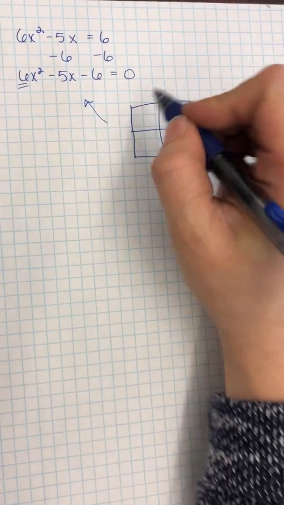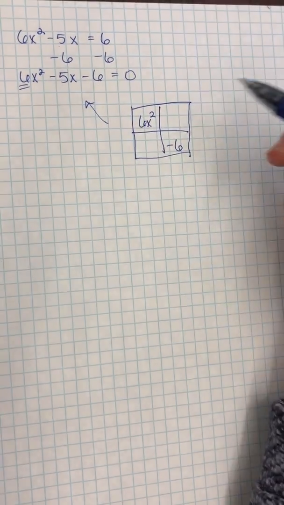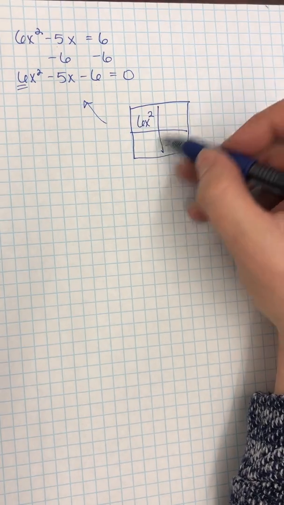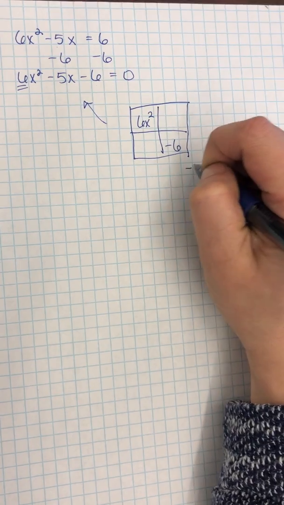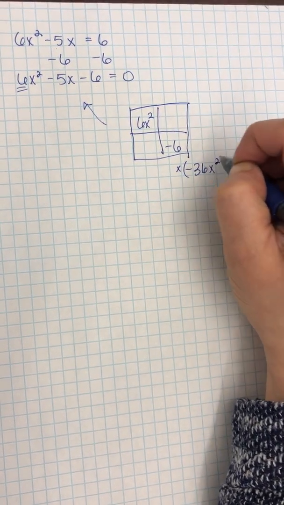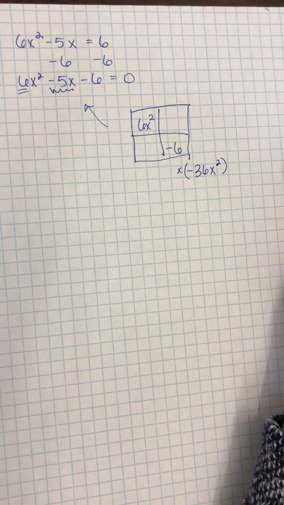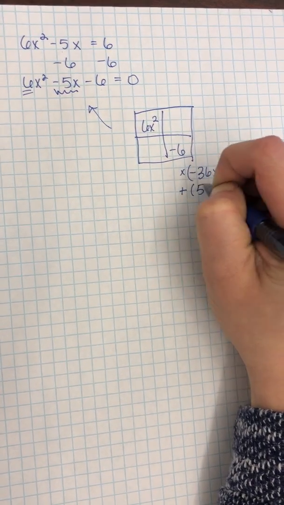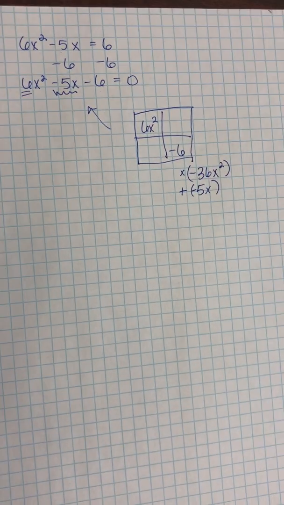So I'm going to put this term in this box right here. This term goes here. Now don't forget, we still have to figure out what the diagonal multiplies to, because that's going to be the same diagonal here. So 6 times negative 6 is going to be negative 36. So it's going to multiply to negative 36x squared. Okay, and then don't forget, it's going to add to whatever is that middle term. So it's also going to add to negative 5x.